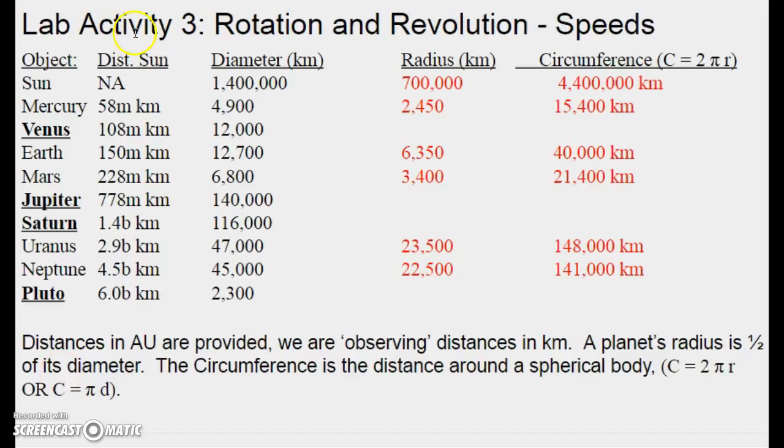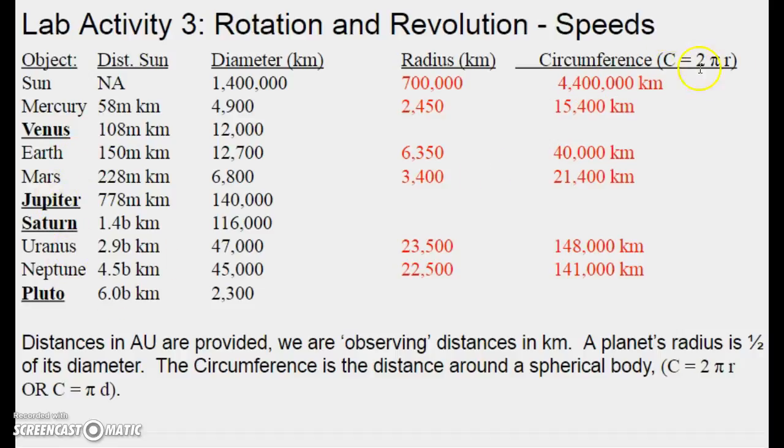Now moving on to lab activity 3, rotation and revolution. We're looking at speeds here. Before we begin solving, we're still sticking with the idea of AUs, but this isn't listed in AUs. These are actually listed in millions of kilometers and billions of kilometers. So we're actually putting a number to them. For the diameters, I rounded off the numbers for you to work from. Radius is going to be half of those. You're solving for Venus, Jupiter, Saturn, and Pluto.